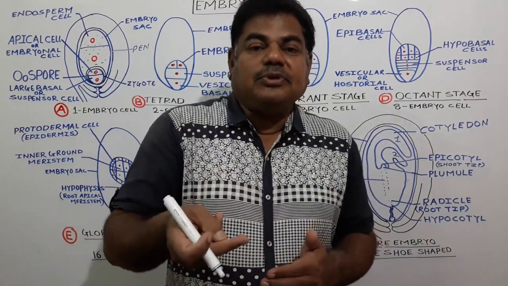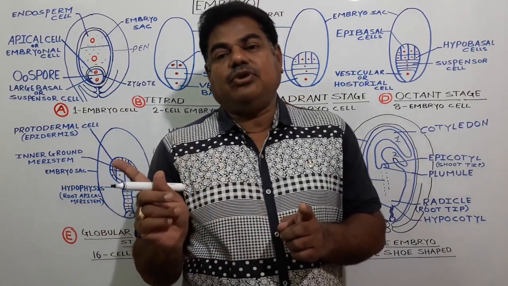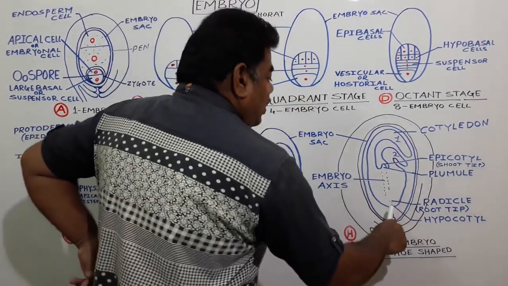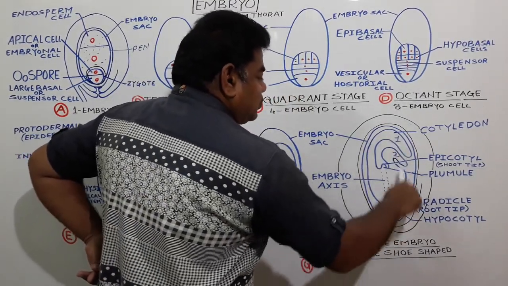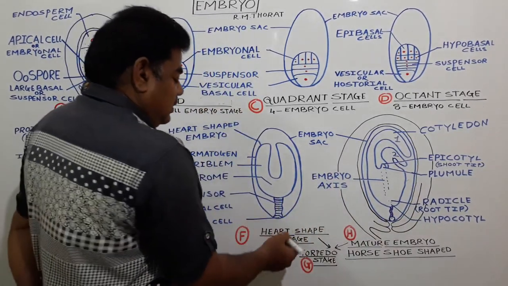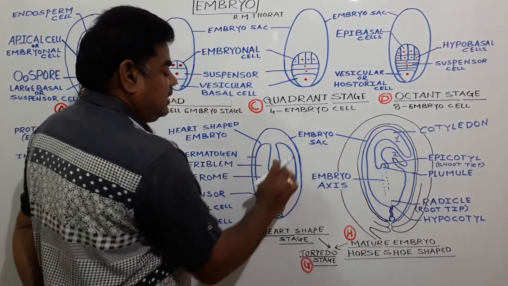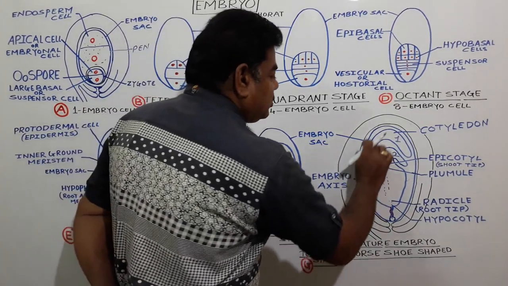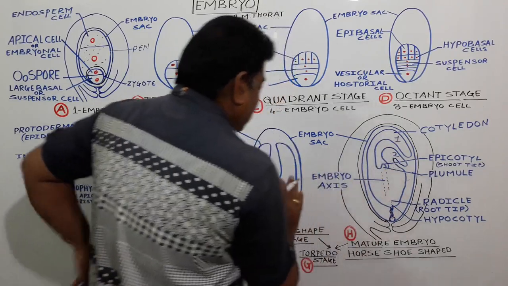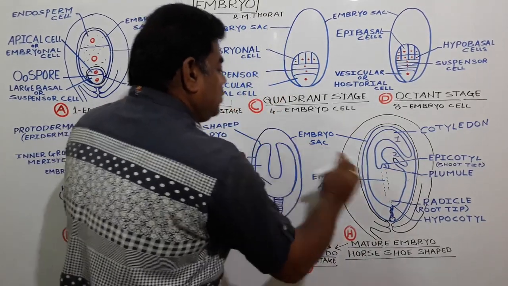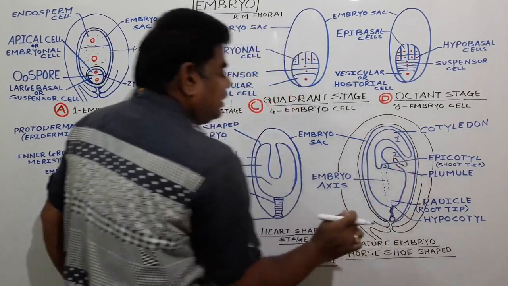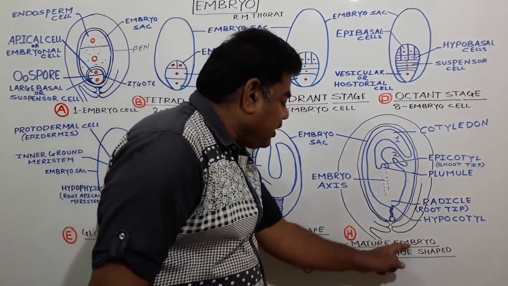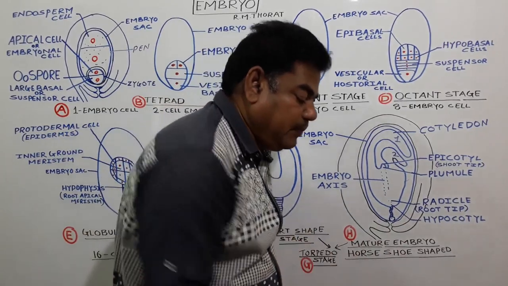Now how the dicot embryo formation takes place and how the monocot embryo formation takes place, we will see here. Here the dicot embryo gets formed by this process. This is the heart shape stage, and that heart shape stage embryo gets transformed so that these two portions become the two cotyledons in case of a dicot embryo. We call it a mature embryo, or a horseshoe shaped embryo.